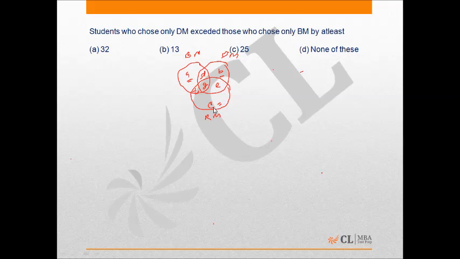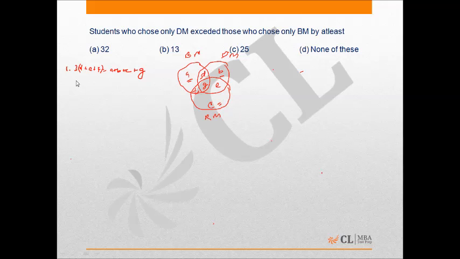Now come to the first statement. Here we have 3 times the number of students who choose exactly 2 of the 3 subjects was equal to the sum of the number of students who choose exactly 1 subject and those who choose exactly 3 subjects, which means here it is given that 3 times D plus E plus F is equal to A plus B plus C plus G.